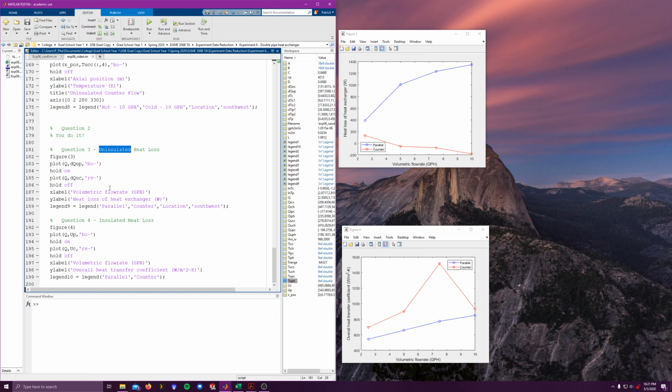And then question 4, that's the insulated heat loss. For that, we're looking at the overall heat transfer coefficient. We have that here, and then our cold volumetric flow rate once again. We're doing that for parallel and then counterflow. So pretty self-explanatory stuff, not too complicated there.